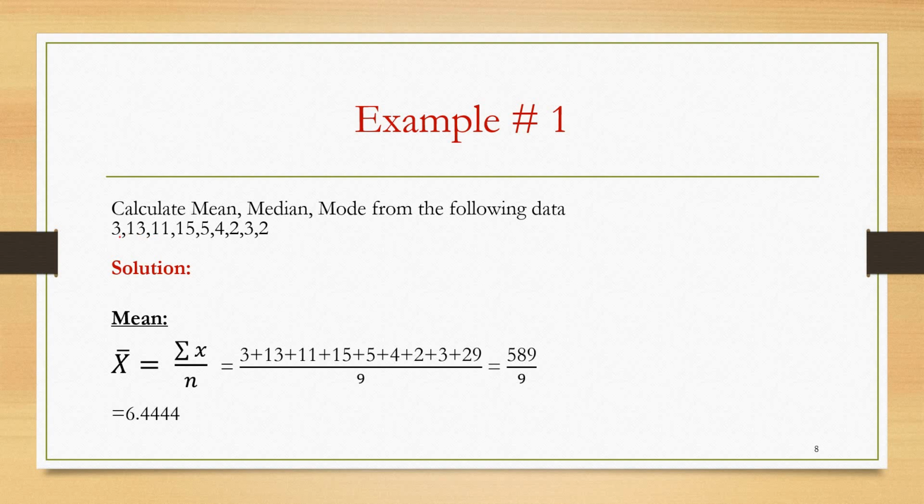And what are the observations in our data set? 3, 13, 11, 15, 5, 4, 3 and 2. So, this is the typing mistake. So, the sum of the data set is 589 divided by number of observations. How many observations we have? 1, 2, 3, 4, 5, 6, 7, 8 and 9, divided by 9. So what is the mean of the given data set? That is 6.444.